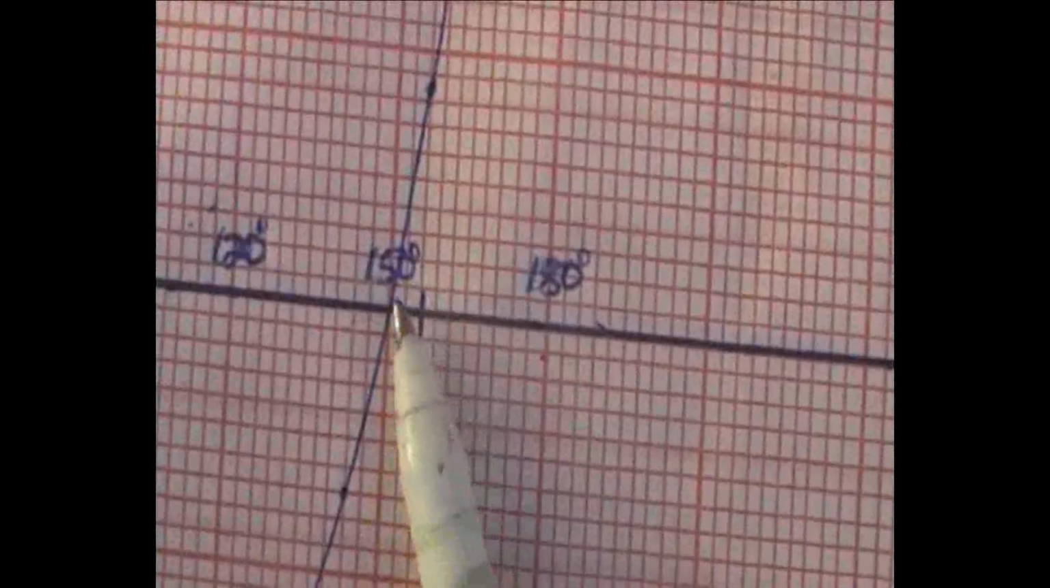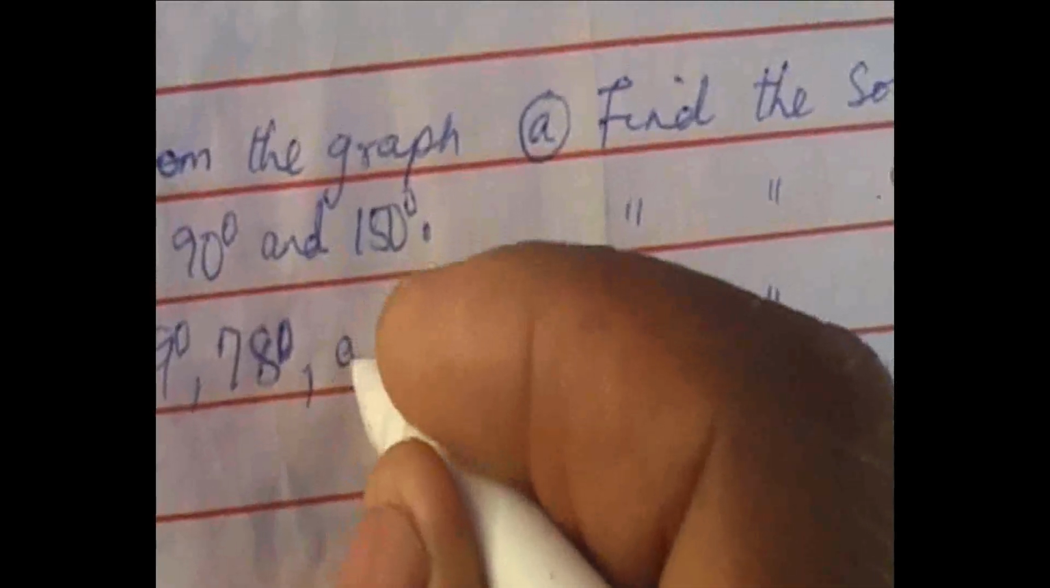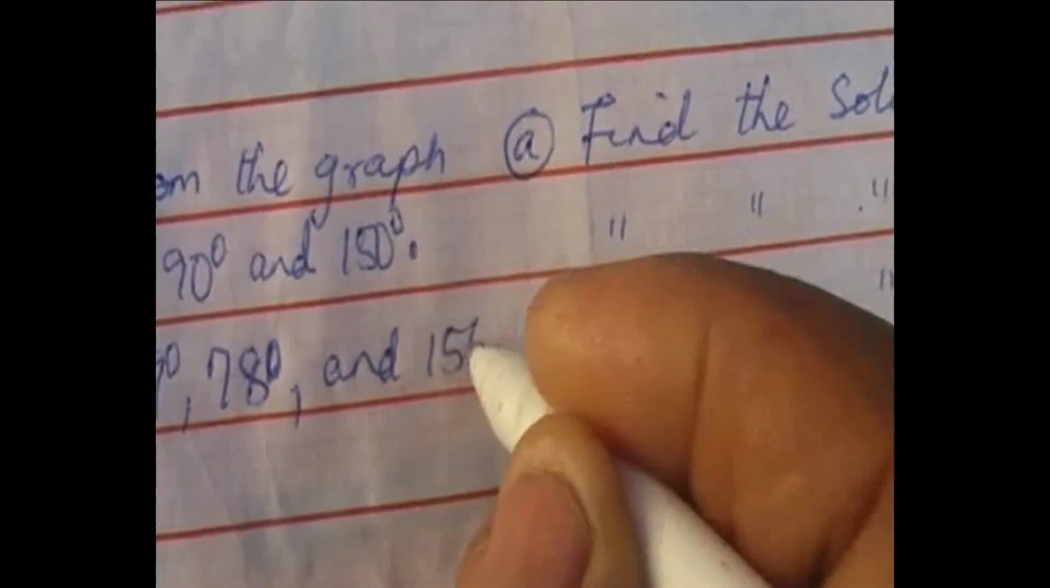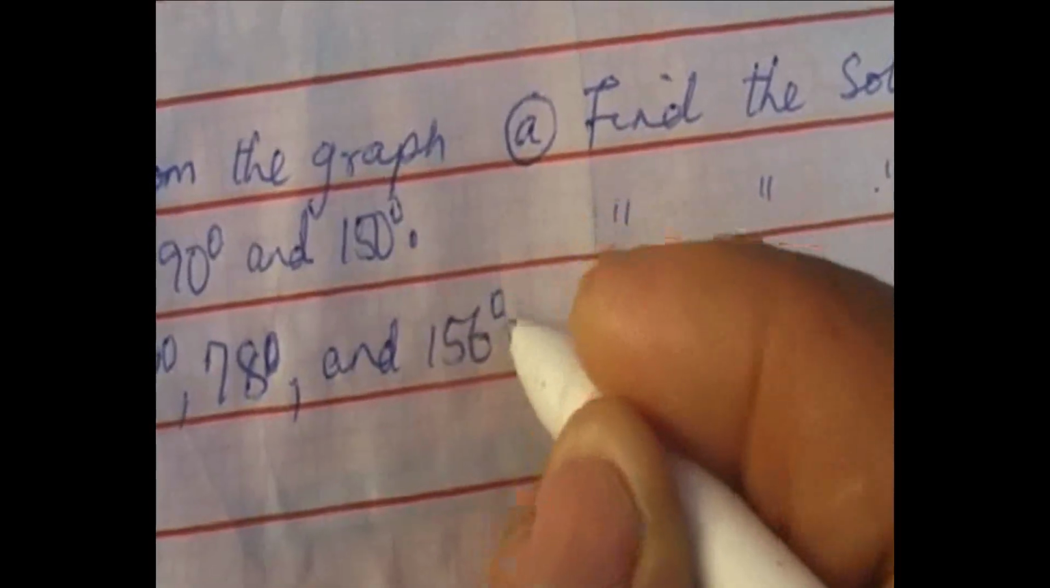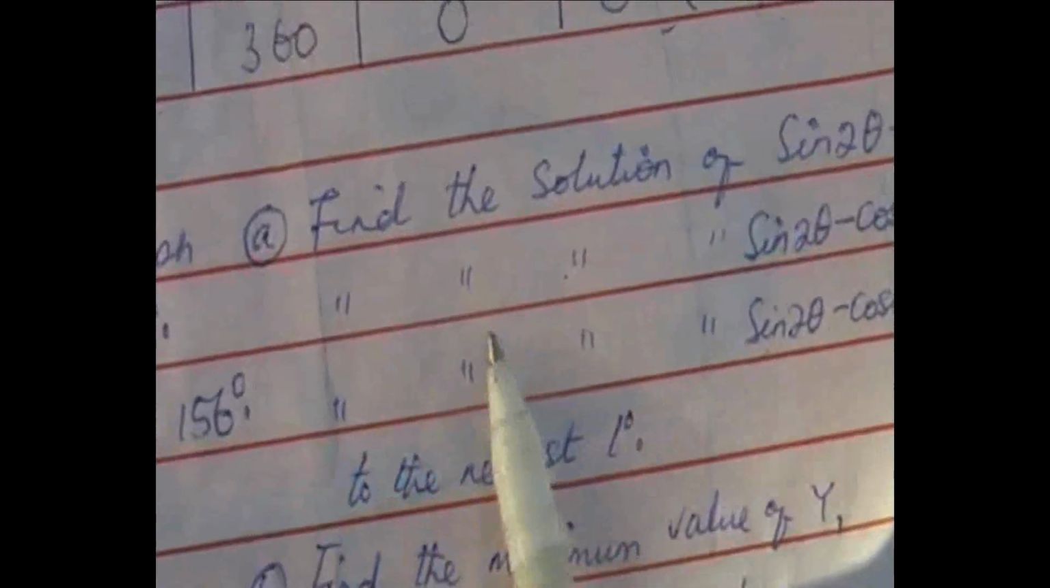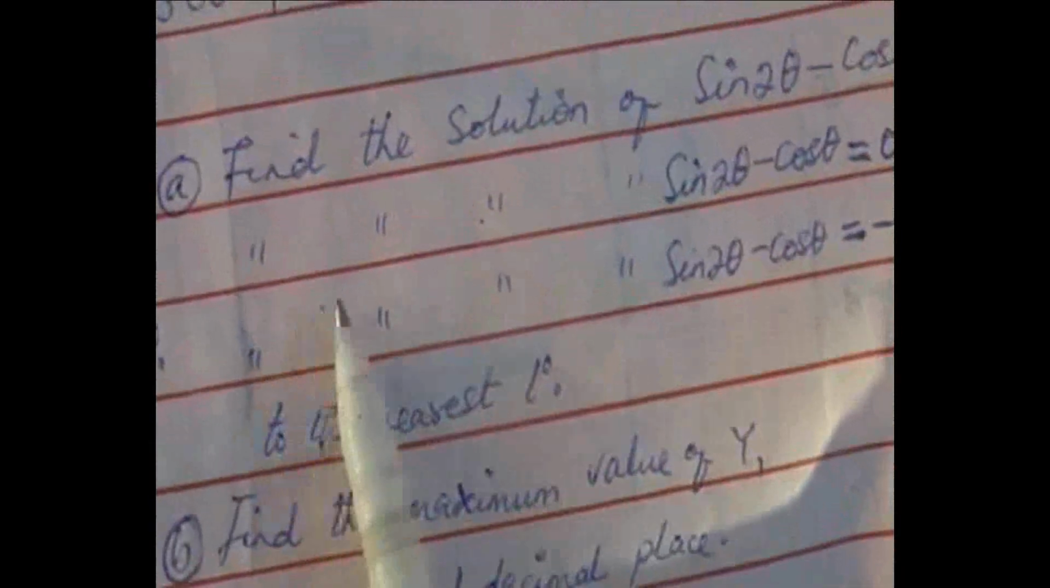The last is here. This is 150, so we have 153, 156 degrees. So write it down. 156 degrees. That answers the second. Then the last for question number A says find the solution of sine 2 theta minus cos theta is equal to minus 1.8.